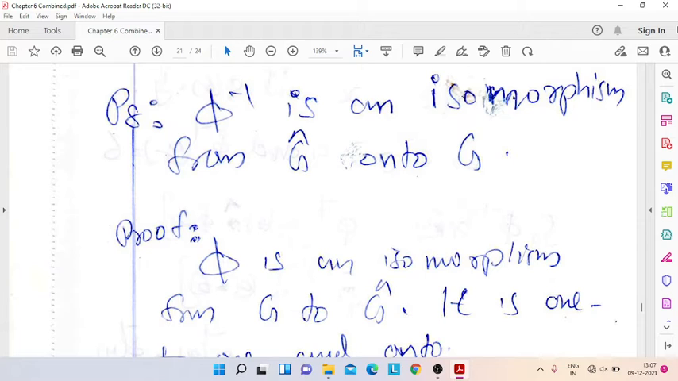The property that we are going to discuss in this video states that if phi is an isomorphism from G onto G cap, then phi inverse is an isomorphism from G cap onto G. Let's discuss the proof.